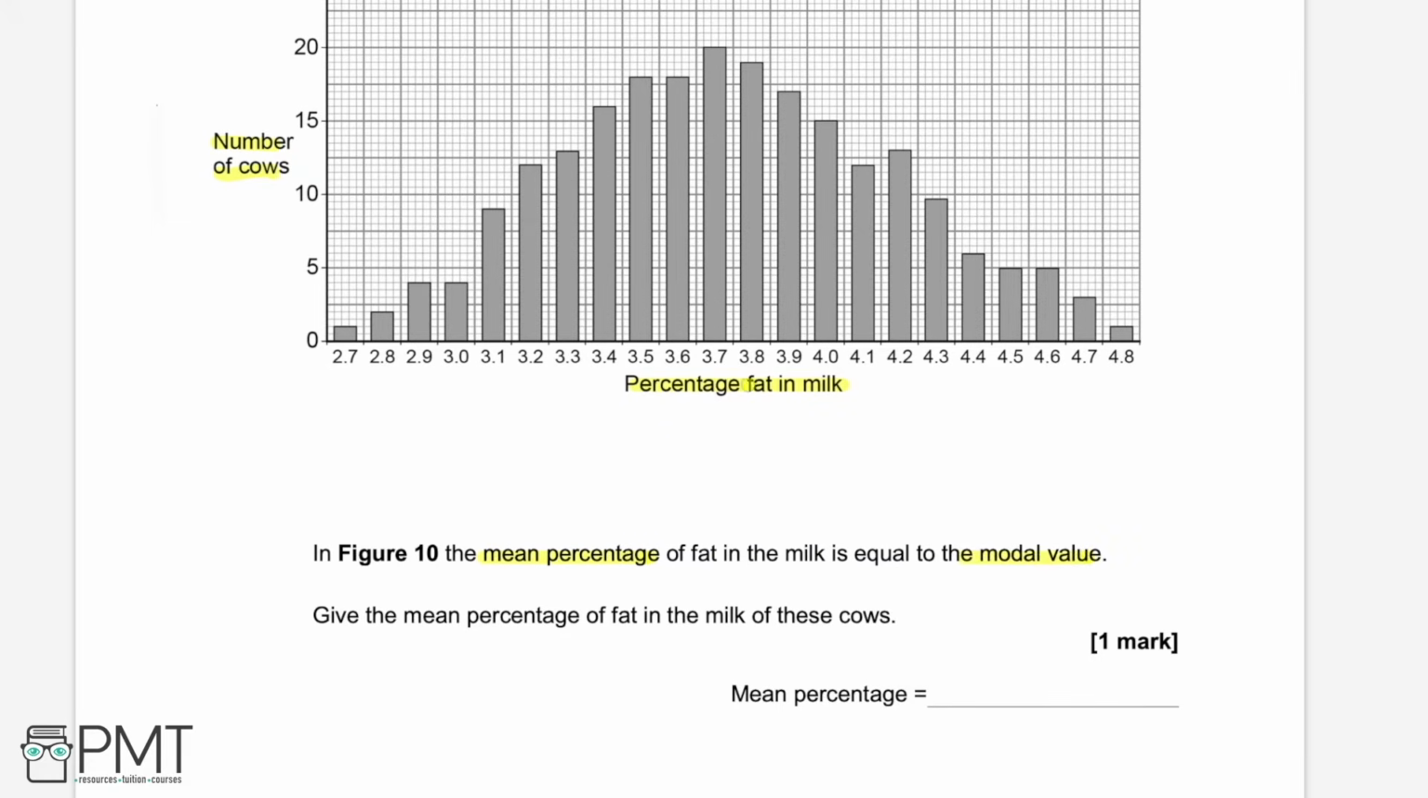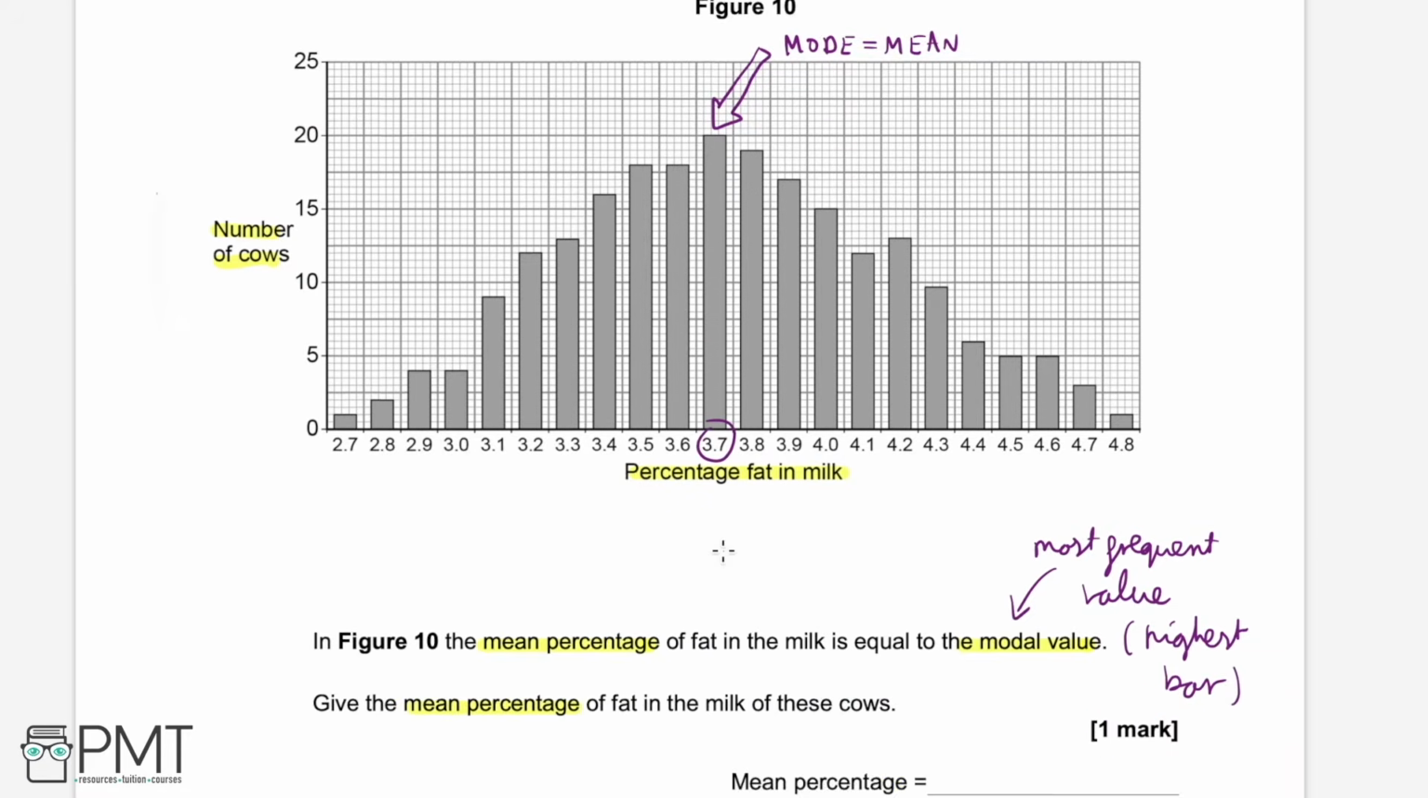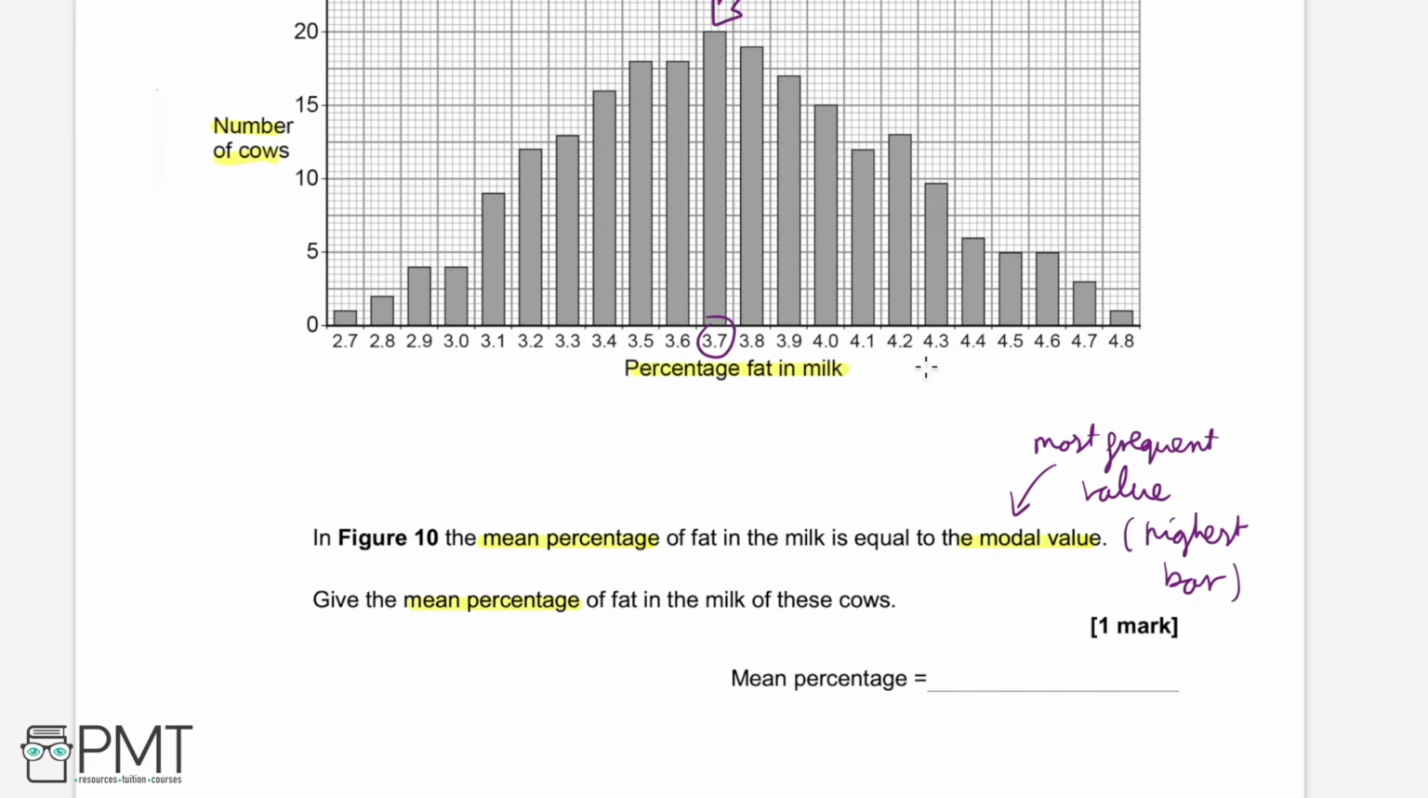In figure 10, the mean percentage of fat in the milk is equal to the modal value. Give the mean percentage of fat in the milk of these cows. Well, the modal value is the most frequent value, and in the bar graph, it will be the one with the highest peak, the highest bar. So looking back at figure 10, we can see this is here, which is the mode, and it was also the mean, so just the highest bar. This is equivalent to a percentage fat of 3.7%. Thus, this is our answer, 3.7%.